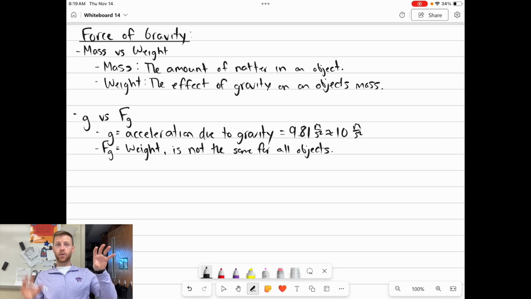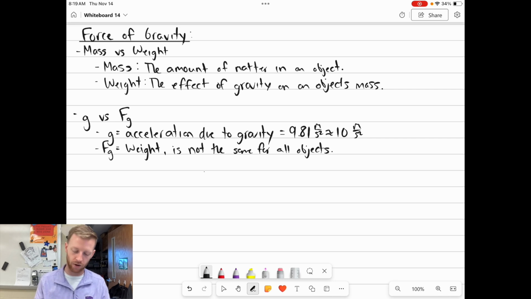So force of gravity, weight, interchangeable terms. We're going to be using them a lot. That way we can understand a little bit better that this is just the force of gravity on something. Something weighs more if gravity has a larger effect on it. And because it's gravity's effect on mass, we get an equation for that.